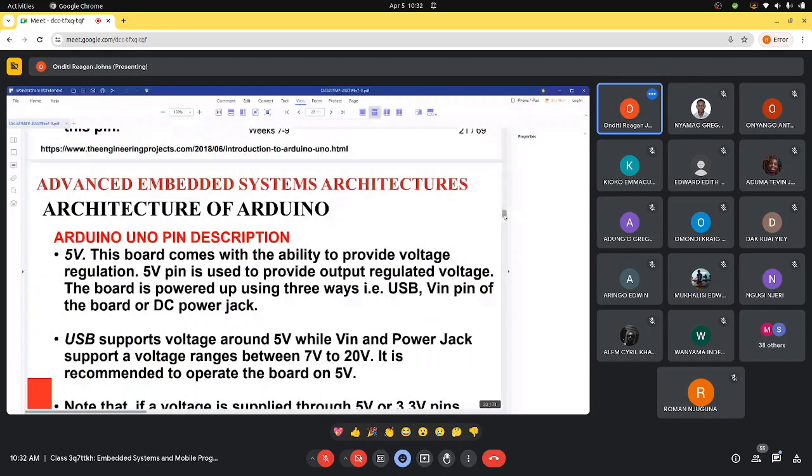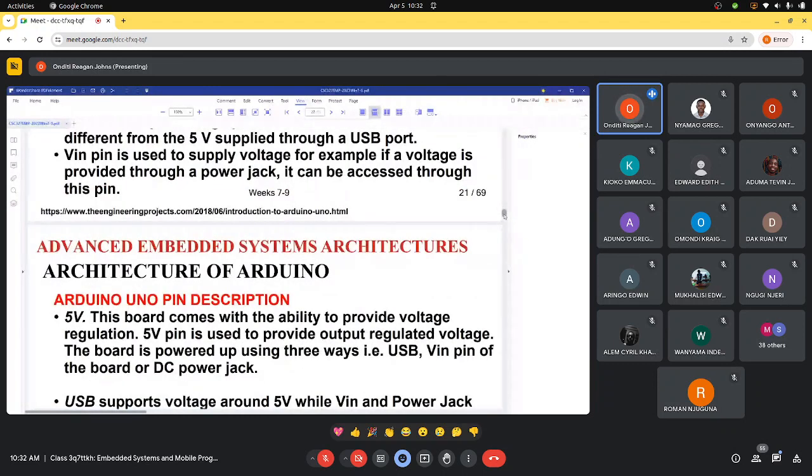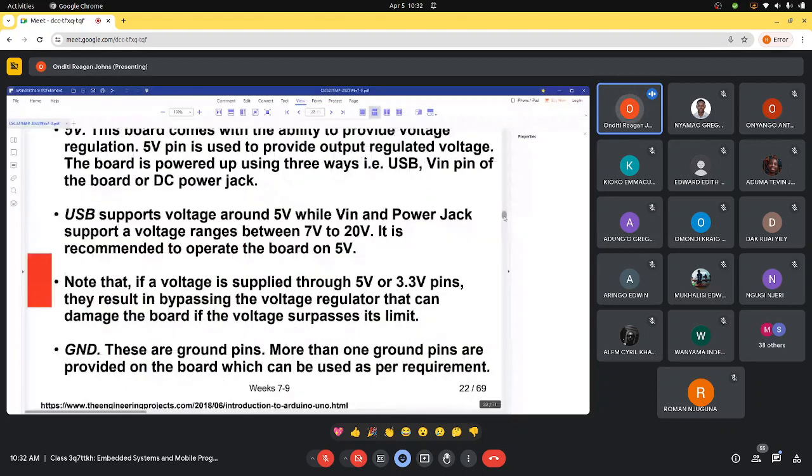So the Arduino pin further description, the 5 volts. This board comes with the ability to provide 5 volts regulation. The 5 volt pin is used to provide regulated output voltage. The board is powered up in 3 ways. 1, you can power the board using the USB. 2, you can power the board using the VIN pin of the board, or the DC jack, which is also on the board. The USB supports voltage around 5 volts, while the VIN and jack pin support a voltage range between 7 to 20 volts. So you need to get that right.